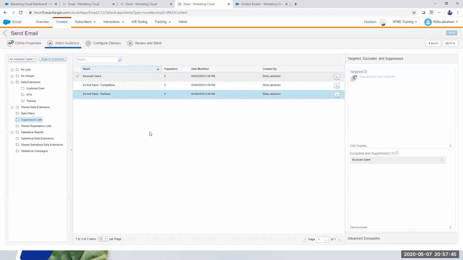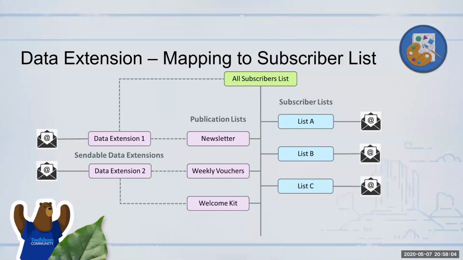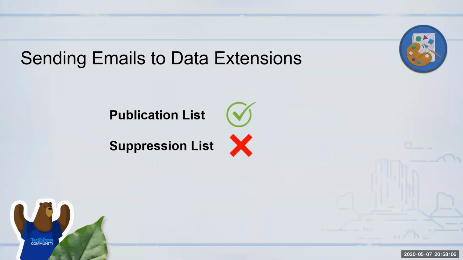Okay, so if you have any list of users that you want suppressed for all your sends, you can do that. So that is the basic things that you need to know about the additional type of list that you can use along with your data extension sends: the publication list and the suppression list. Okay, so we covered these two.